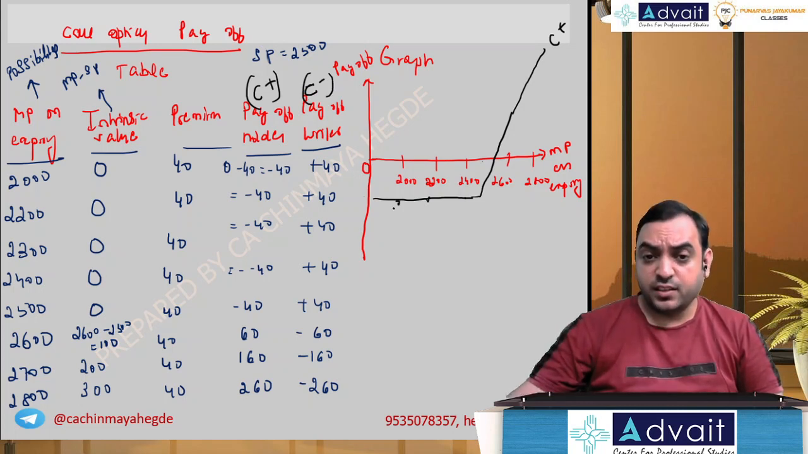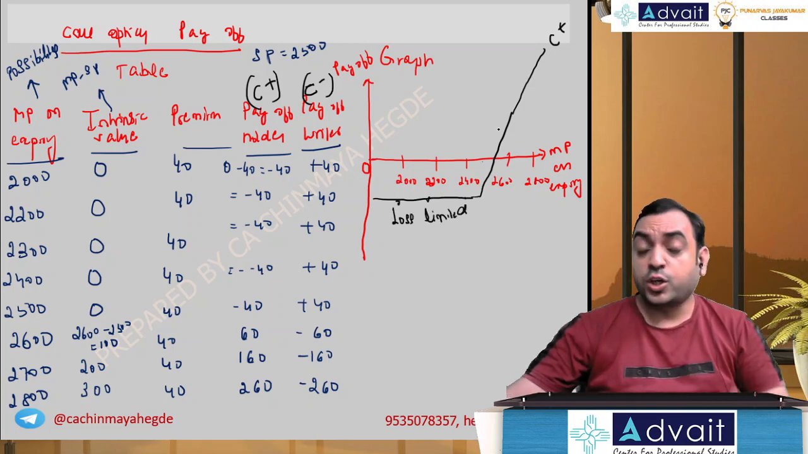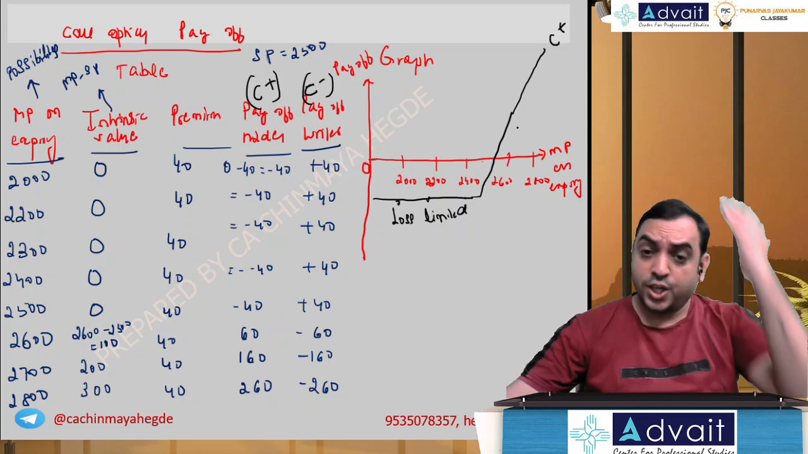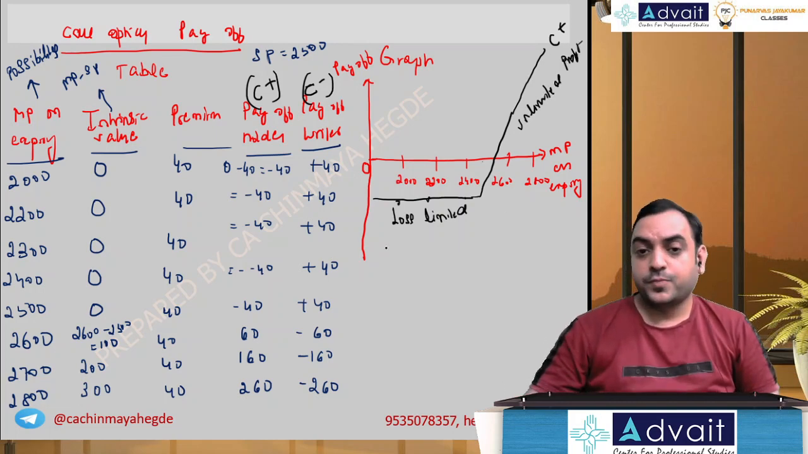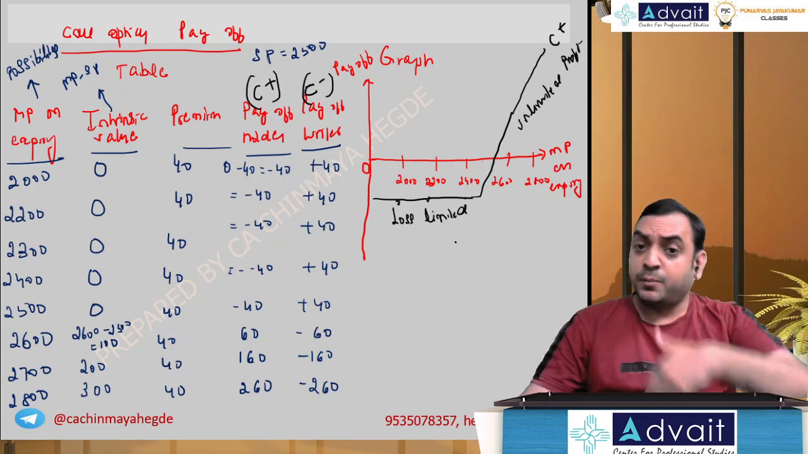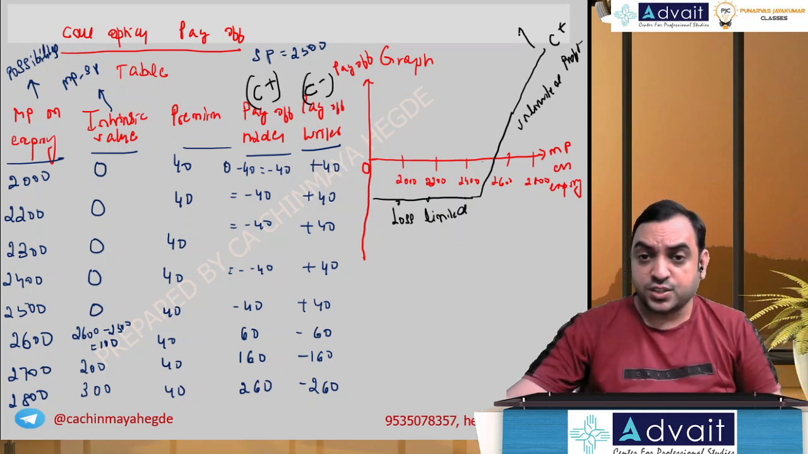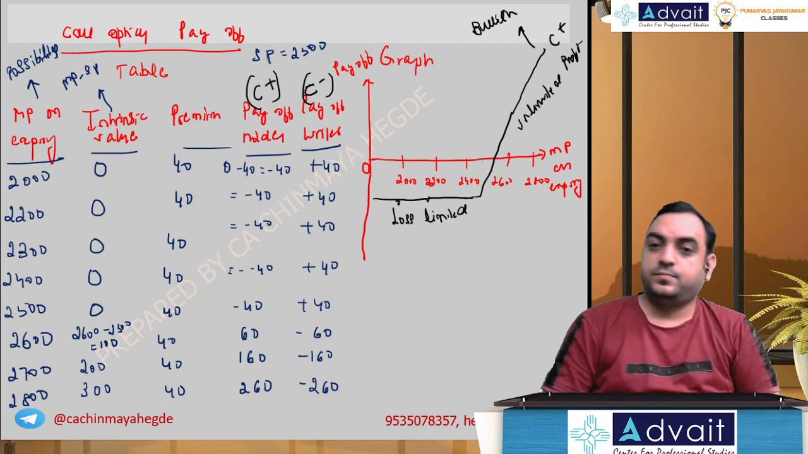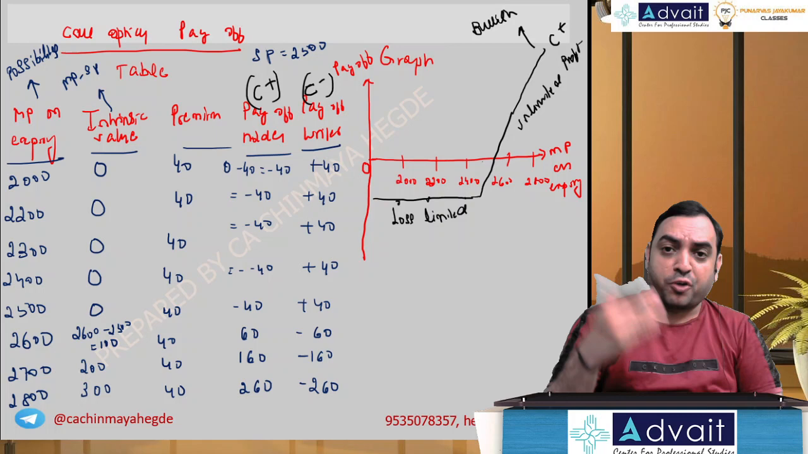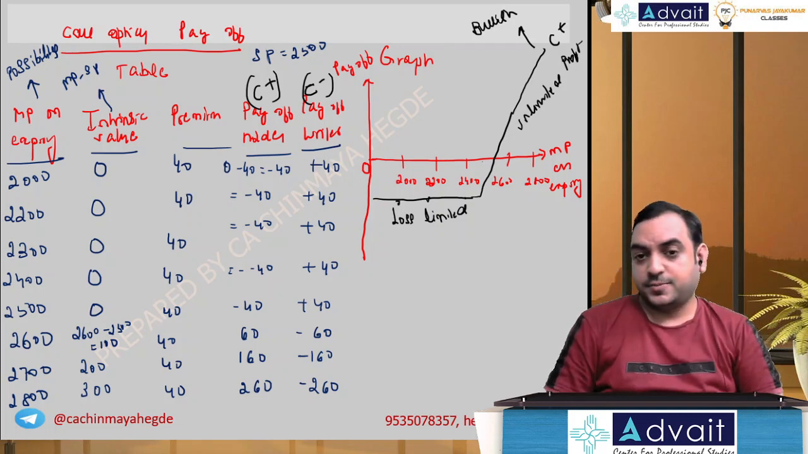So what do you understand by this? Loss is limited. And what about profit? As the market price increases, you get more and more profit. Unlimited profit. And when will you make profit? When the market price increases. Therefore, this is called bullish in nature. The call option holder is bullish in nature. He makes more profit when the market price increases.